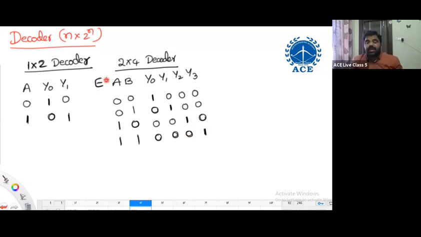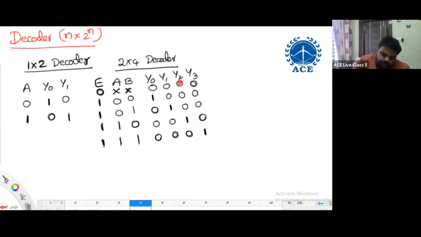What do you mean by logic 1 enable? If the signal is 1, then it is enabling AB, and it is responding to AB. The expected function we get only when it is enabled. So as it is logic 1 enable, when E is 1, all this function is applicable. When E equals 0, it is not responding to AB because it is disabling AB. Then what will be the output? All the outputs are zeros.